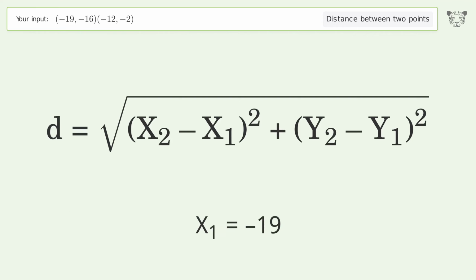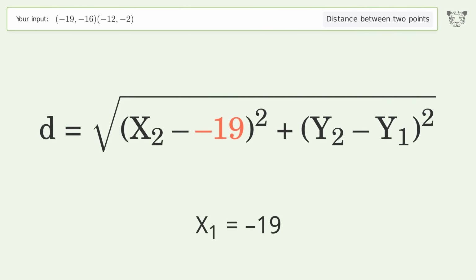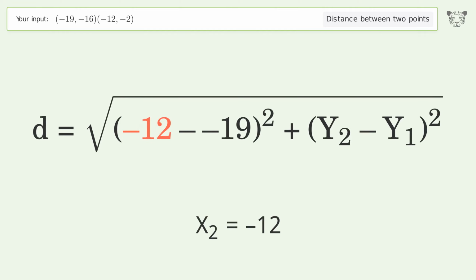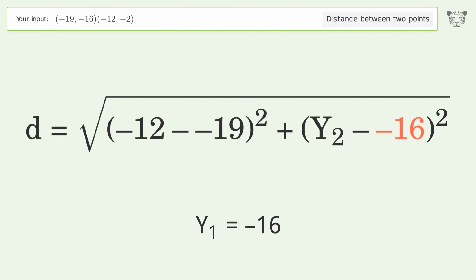x1 equals -19. x2 equals -12. y1 equals -16. y2 equals -2.